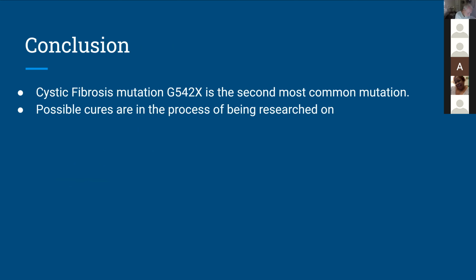In conclusion, the second most common cystic fibrosis mutation, G542X, is the second most common mutation. Its possible cures are in the process of being researched. Thank you for listening, and that was our presentation.